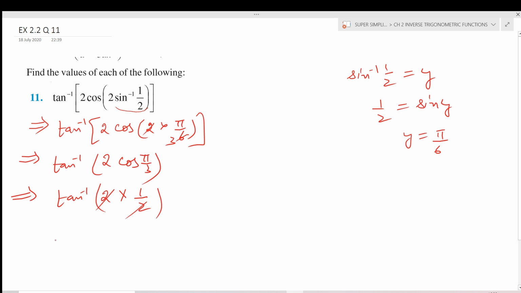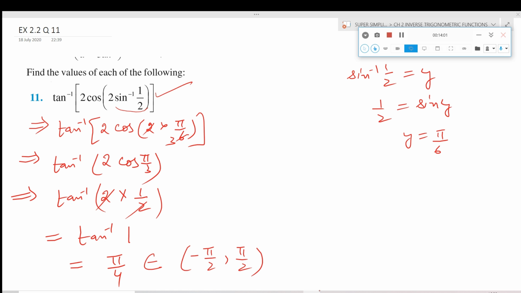So again 2 and 2 cancel, and we have to write the value of tan inverse 1, which is nothing but pi by 4. So the value of this expression is pi by 4, and this pi by 4 very much belongs to the principal value range of tan inverse function, because in this expression the function is tan inverse. So whatever value you get, it should belong to the principal value range of tan inverse function. By now you must have learned that domain and range table.